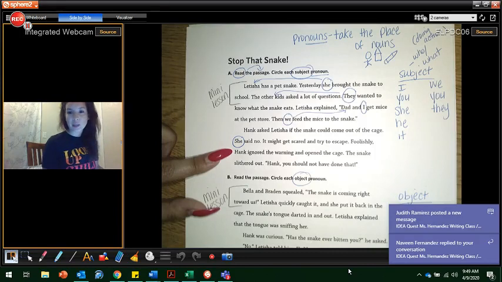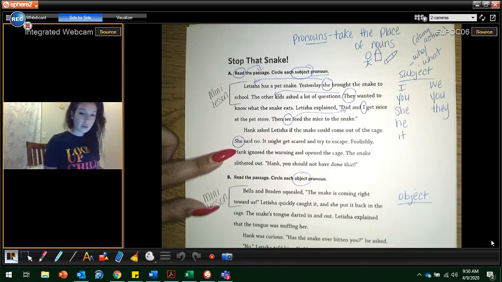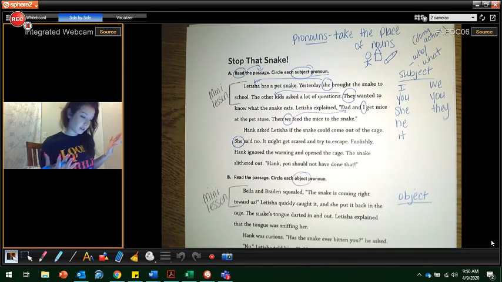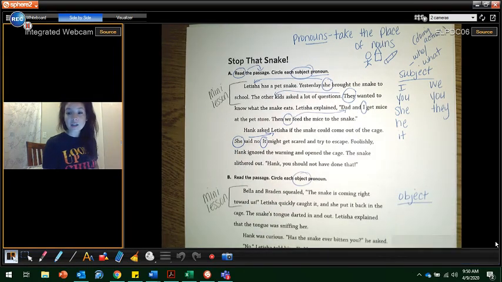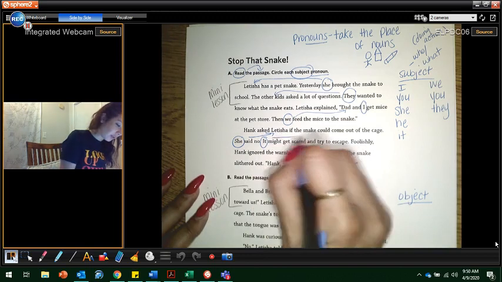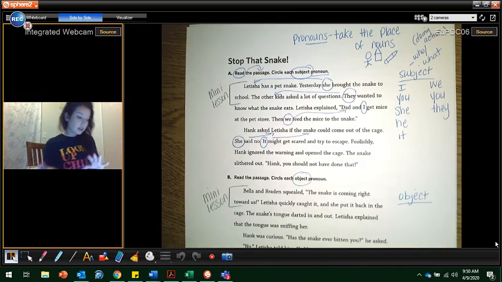What do you think she represents? She represents Letitia, right? It might get scared and try to escape. Do you see a pronoun? Yes, it. And it is talking about, what do you think? The snake. Now, because it is at the beginning of my sentence, it is the subject pronoun because it's the one that might get scared. It's the one that is going to do that action. It's the subject of the sentence.